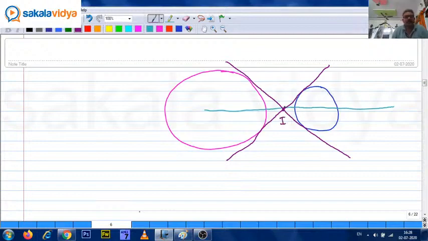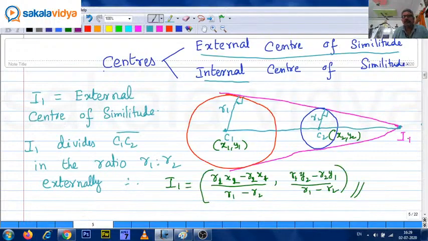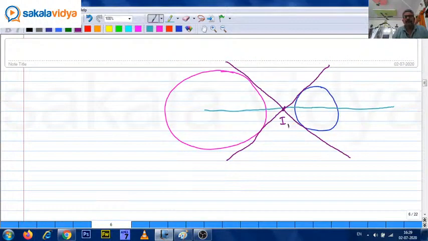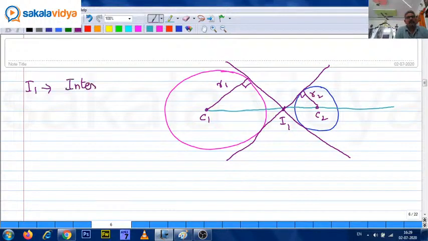For example, say this is I2 from the previous case. Okay, now say this is I1. This is center C1 and this is center C2. The radius of the first circle is R1 and the radius of the second circle, say, is R2. Now here I1 is called the internal center of similitude.